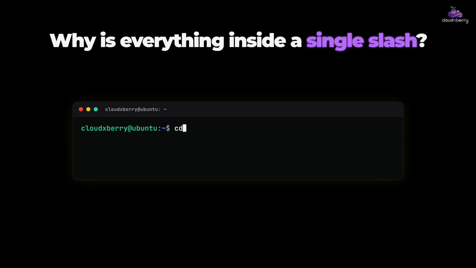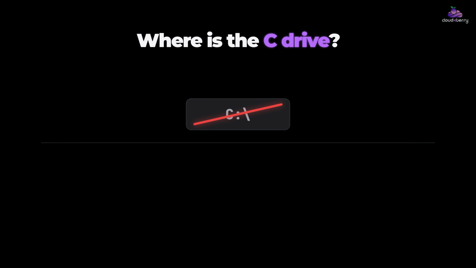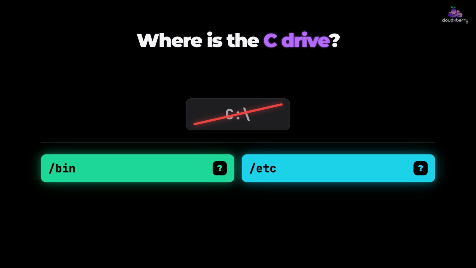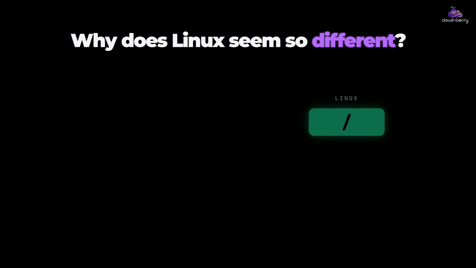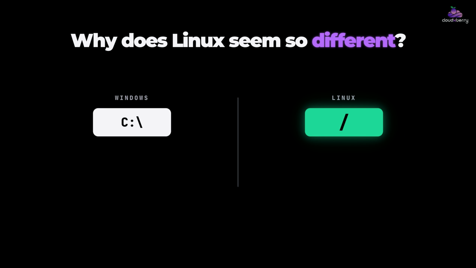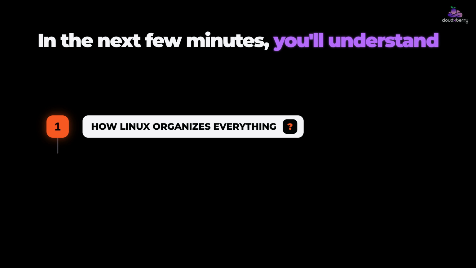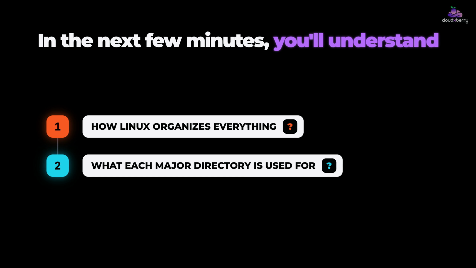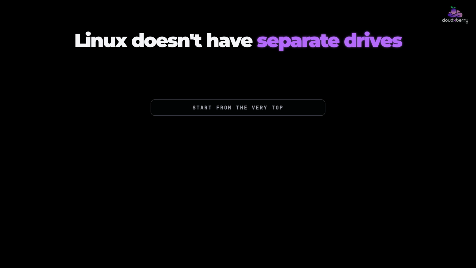Have you ever opened a Linux terminal and wondered, why is everything inside a single slash? Where is the C drive? Why are there folders called /bin, /etc, /usr, and /var? And why does Linux seem so different from Windows? If you've ever been confused by the Linux file system, don't worry. In the next few minutes, you'll understand how Linux organizes everything, what each major directory is used for, and how to remember them forever. Let's start from the very top.